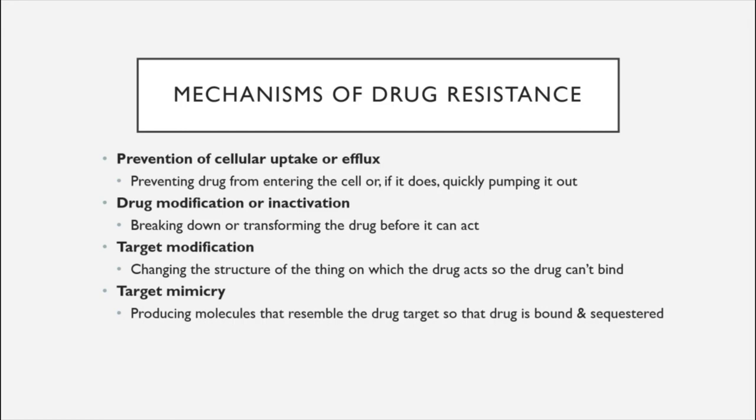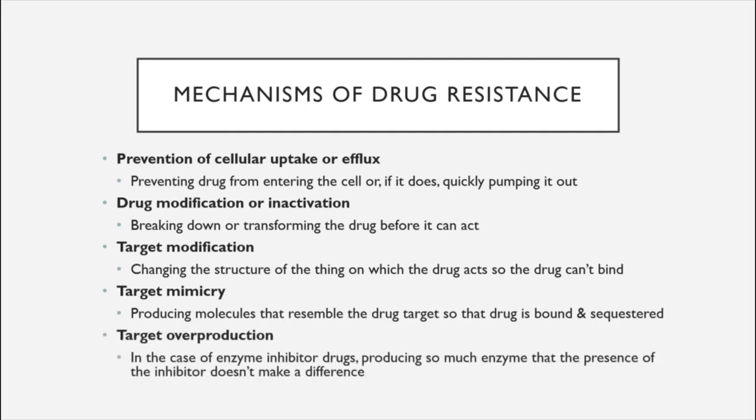Target mimicry is a more recent discovery whereby microbes will produce molecules that resemble the target of the drug, but they are not the target of the drug, essentially confusing the drug, allowing the drug to bind to those mimic targets, and then sequestering it so that it cannot bind to the actual target. And then finally, there's something called target overproduction. Sometimes microbes will produce so much of an enzyme that the presence of the inhibitor doesn't make a difference. The concentration of the drug can't stand up to the high production of the target that these microbes have adapted.